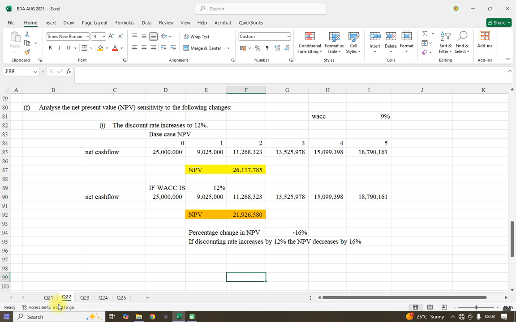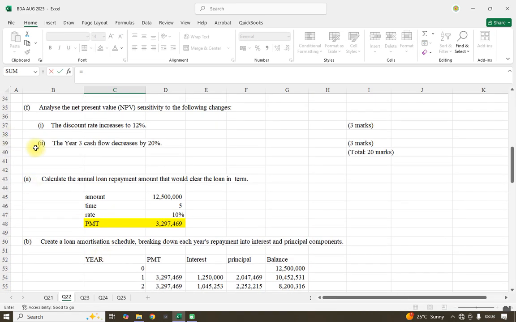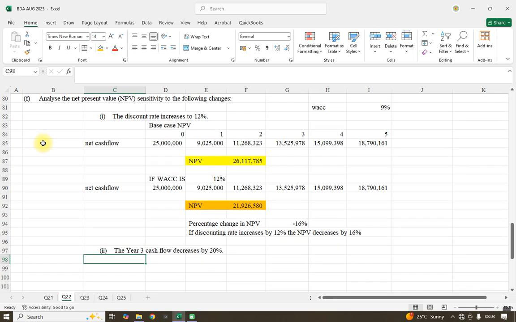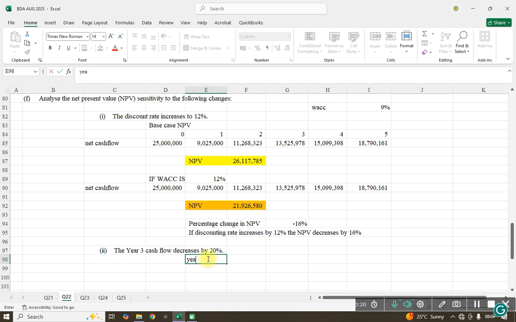Then the second part of it is where the year 3 cash flow decreases by 20%. So here the focus will only be year 3. We'll just focus on year 3. So our cash flow for year 3, it reduces by that.